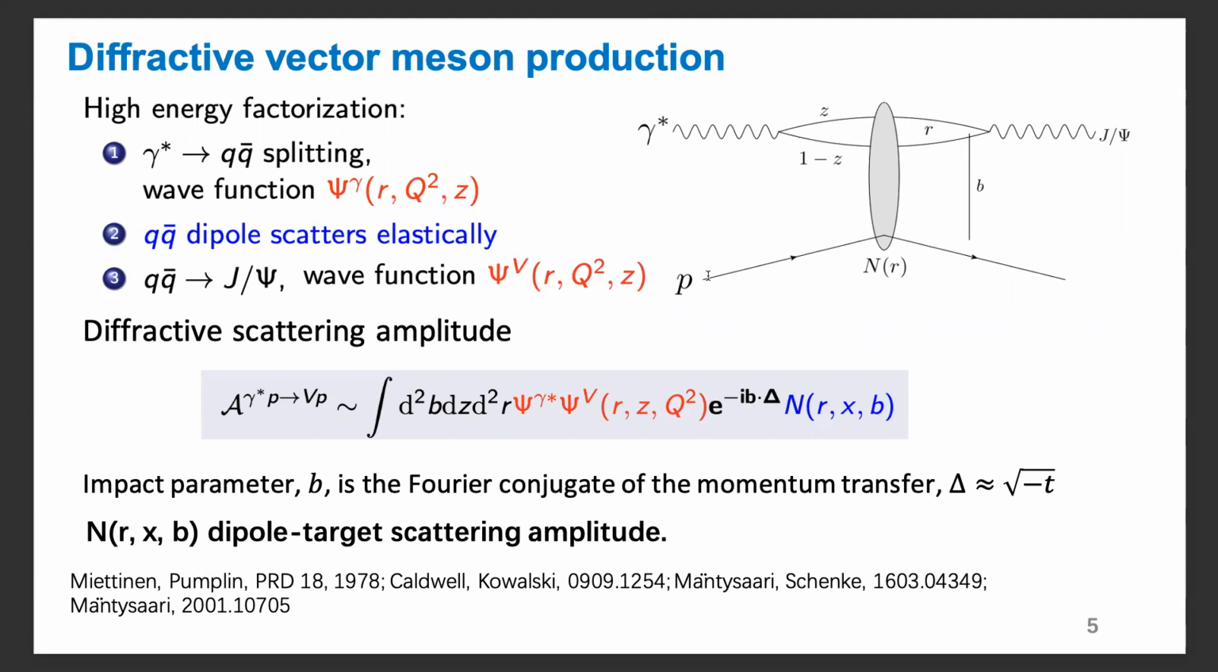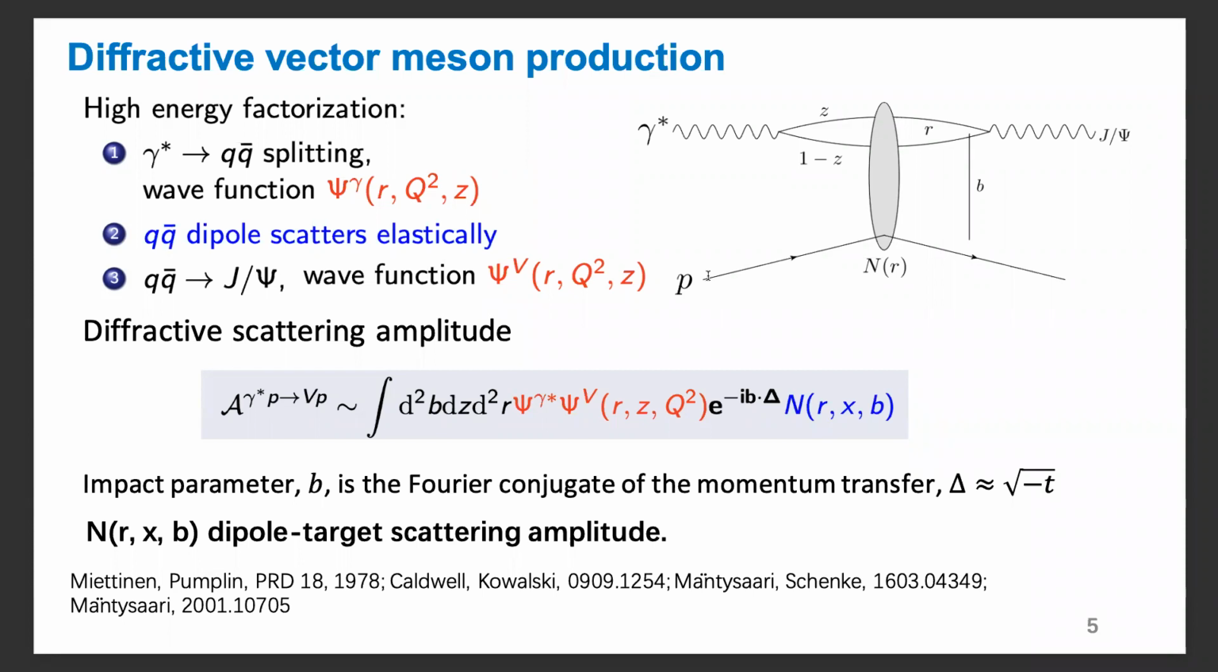First, the virtual photon splits into a QQ bar pair with a wave function psi gamma. This is a pure QED process. And then the QQ bar dipole scatters with the target elastically. After scattering, the QQ bar dipole recombines into the J/psi with a wave function psi V. Since this is a diffractive process, we only have the final state J/psi, which is a color neutral state, and the initial state is also color neutral. So there is no net color transfer between this dipole object and the target.